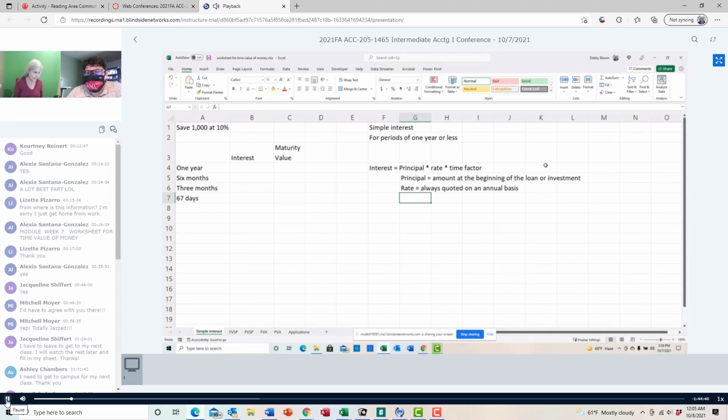Now, one thing that I wanted to point out is there are always people out there who try to trick you. And when you take a look at the tab called Applications, towards the end, we're going to learn how to calculate an interest rate when somebody kind of lies to you about the interest rate.